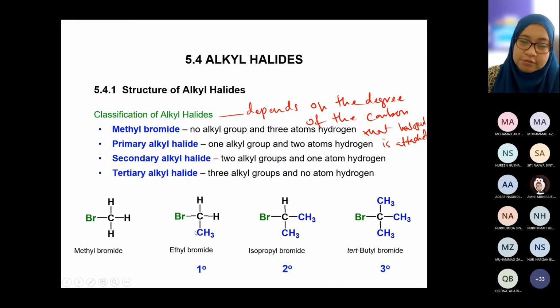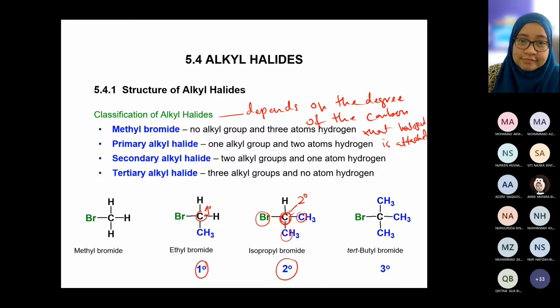For example, look at this primary halide. You identify this carbon first. We have halogen attached to this carbon and we identify this carbon as a primary carbon, because it is attached to only one carbon. So this alkyl halide is known as primary alkyl halide. Simple. Same goes for secondary. This carbon that is directly attached to the halogen is also attached to another two carbons, one, two. So this carbon is considered a secondary carbon. Therefore, this alkyl halide is known as secondary alkyl halide.